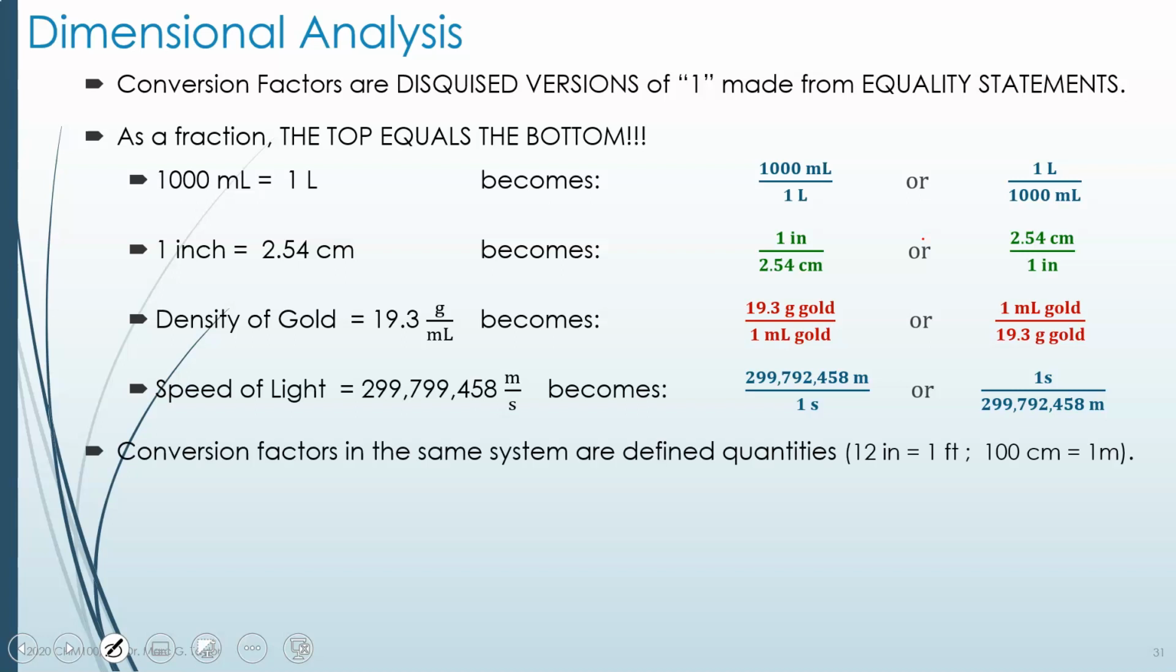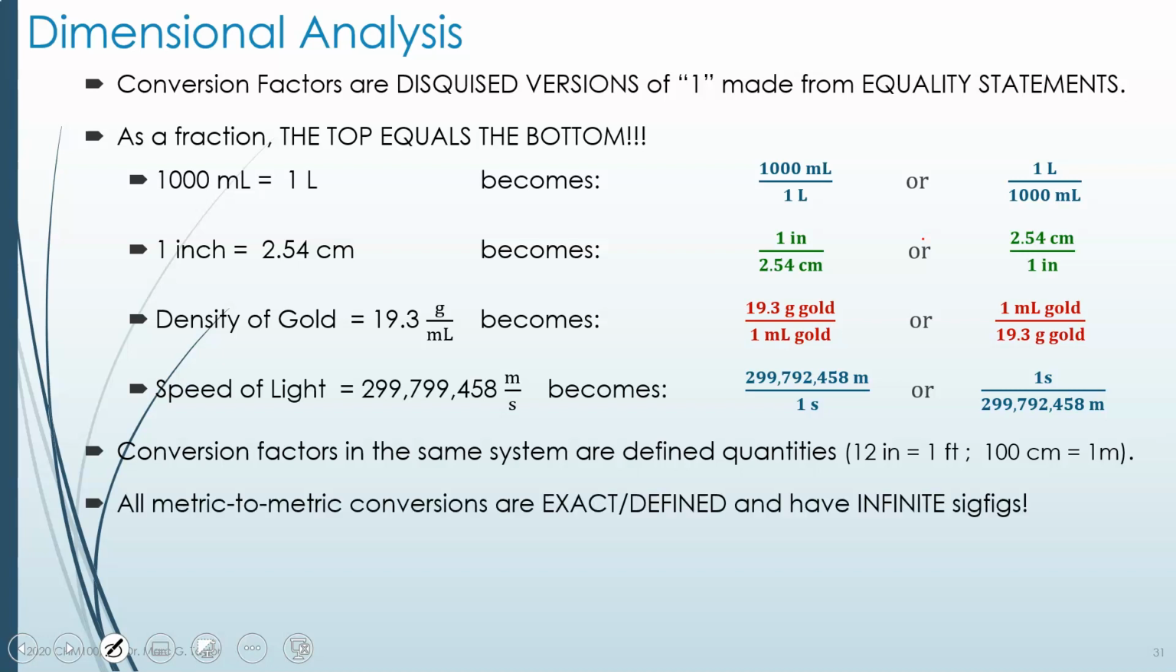So we've already talked about similar examples. 12 inches equals a foot, 100 centimeters. Remember, centi is 100th of a meter, so 100 centimeters equals 1 meter. And all metric to metric conversions based on powers of 10 are all exact. They're all defined. 100 centimeters equals a meter.